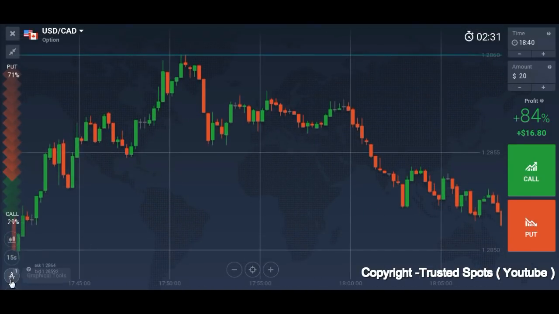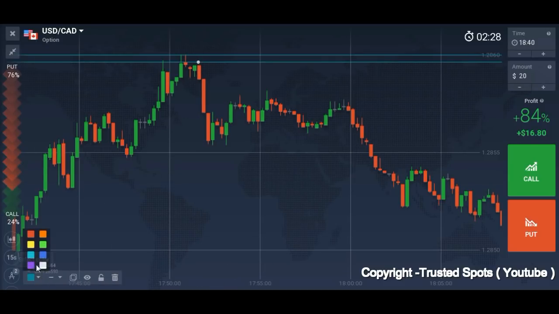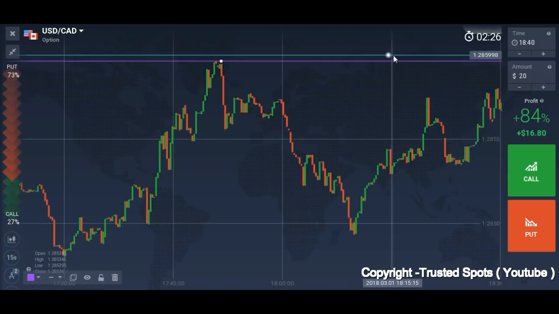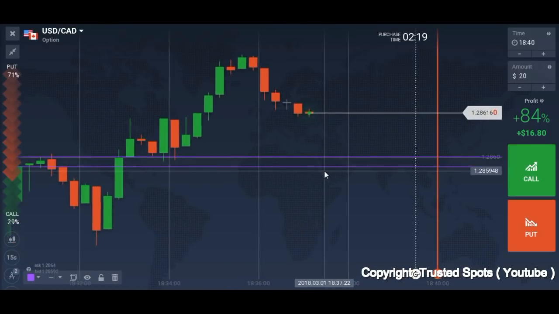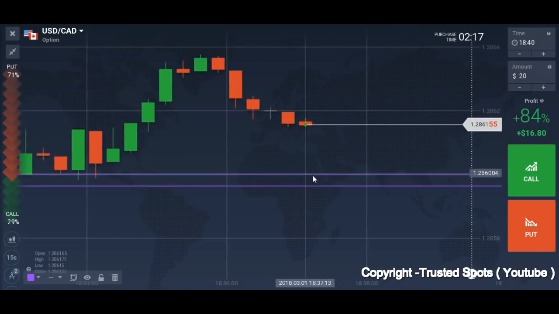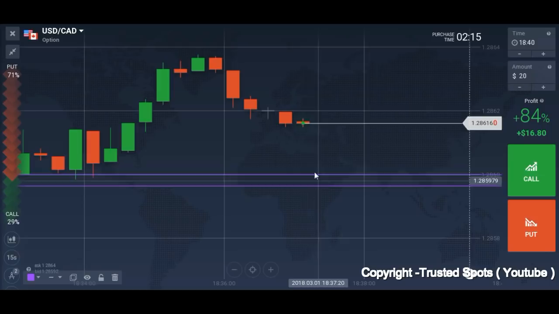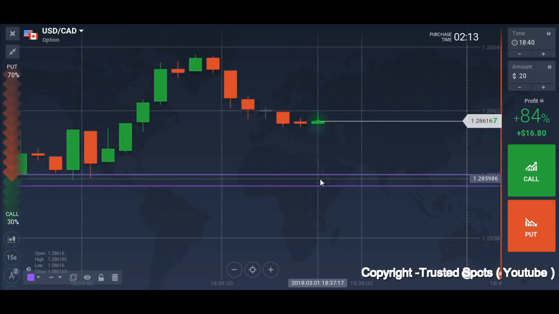Let's draw the area as well. Okay, I will change the color so that it is more visible. Okay, so it's now visible. So what we will do, we will wait for the market to go down, come to this level, near to this level, and then we'll trade.